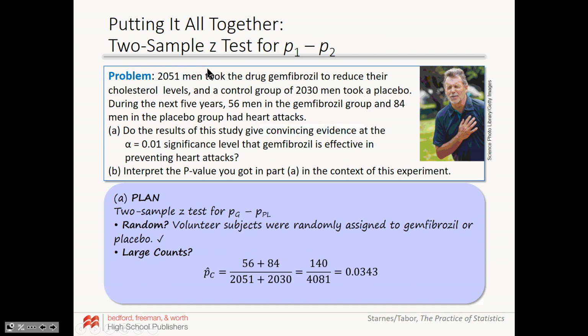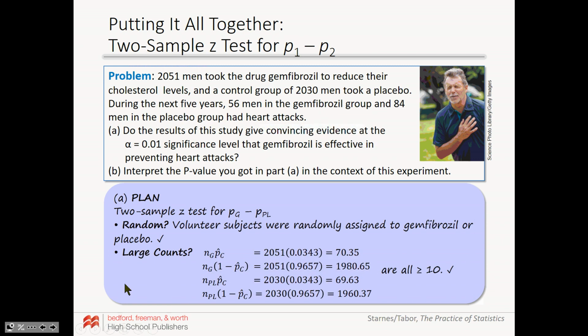So if there were no difference in the two groups, it's kind of like all of these 4,000-plus men all came from the same group. So we find our p-hat combined. So 56 who had a heart attack in the treatment group, 84 in the placebo group, and this is the total number of men who were involved in the study, right? So our p-hat combined is 0.0343.